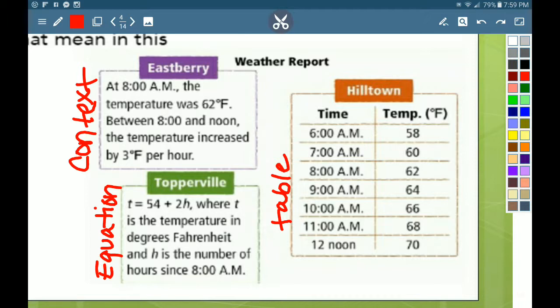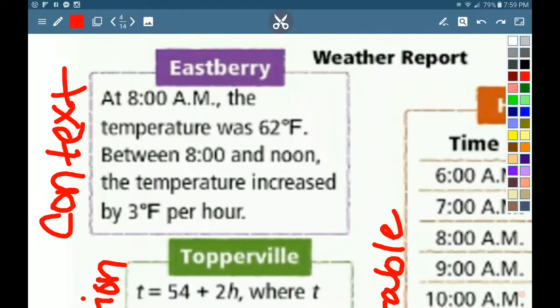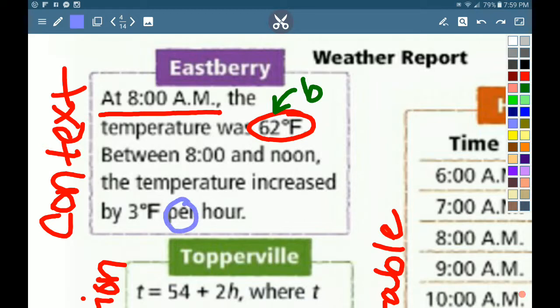So let's try to pick out the rate of change in Eastbury. In contextual problems, remember that the initial value is what they start with. Since we're going since 8 a.m., it says at 8 a.m., the temperature was 62 degrees. That to me indicates what it started at, because again, we're starting at 8 a.m. So this is the initial value, or the b in y equals mx plus b. As far as the rate of change, notice the word per. The word per should indicate to you what the rate of change is, which they say is 3 degrees Fahrenheit per hour. So I'm going to point to that as well, just to indicate that the 3 is our m in y equals mx plus b.